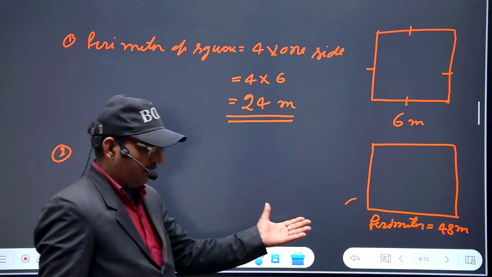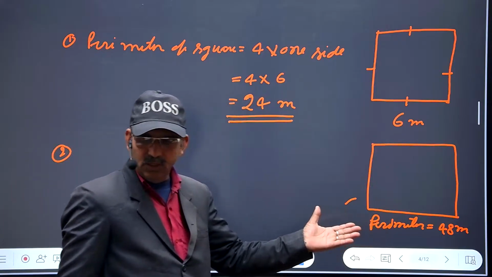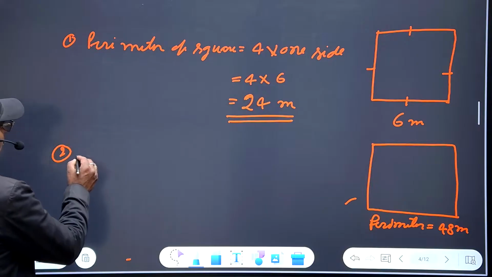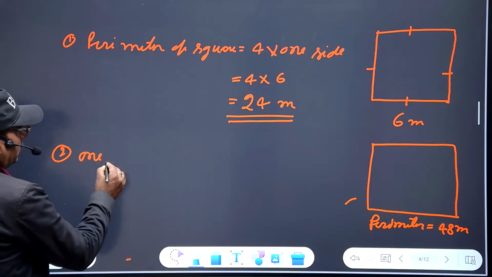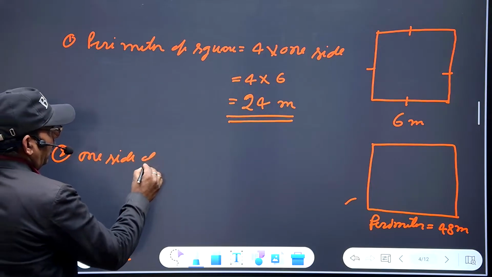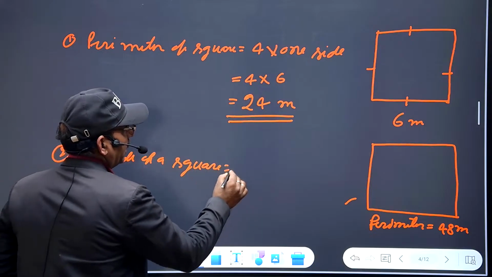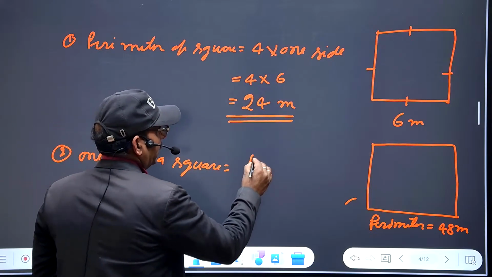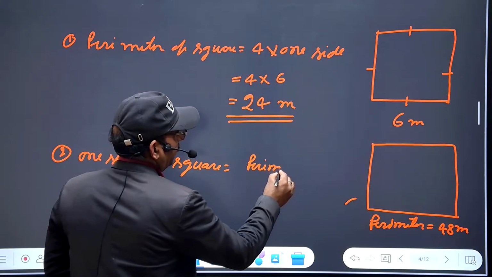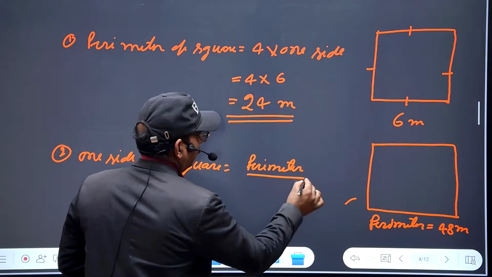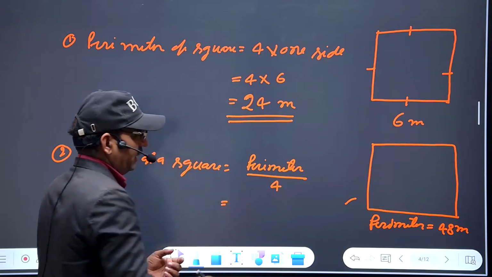Perimeter is given. So, one side of a square. We'll write here the formula. One side of a square is equal to perimeter upon 4, right?